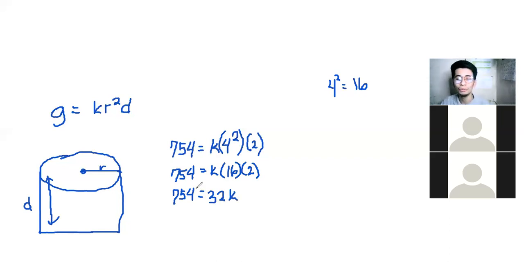So, 32K. Then, kailangan natin ma-isolate yung K para malaman natin yung constant of variation. Kasi sa book, tinatanong, find the number of gallons a month in the pool when R is equals to 3 and D is equals to 1.5. So, constant of variation yung una nating hanapin. So, divide natin both sides by 32. So, compute nyo in your calculator, 754 divided by 32.